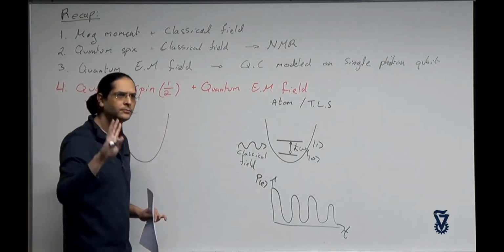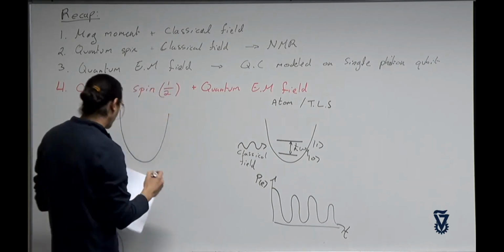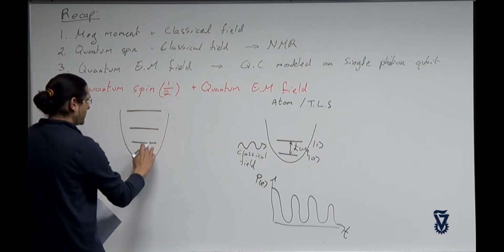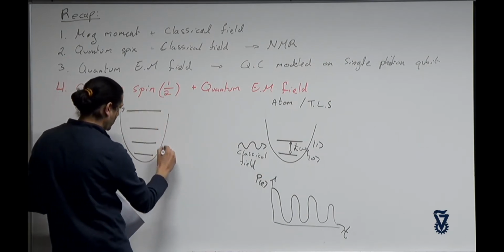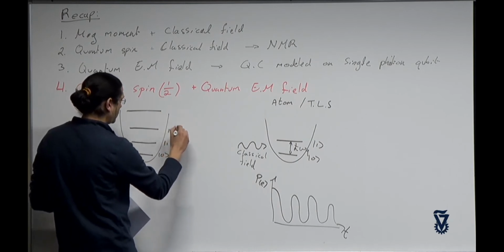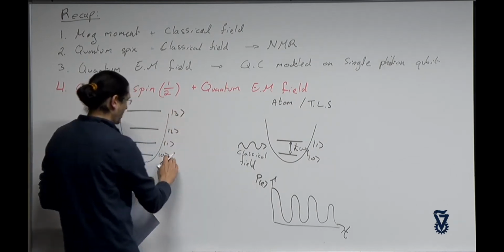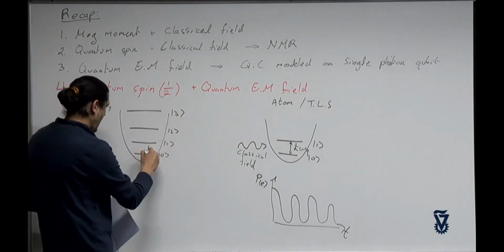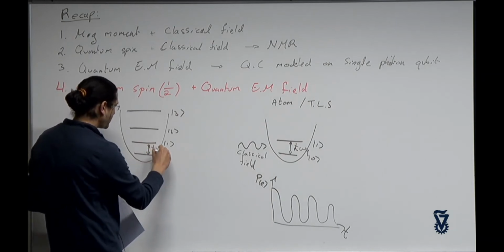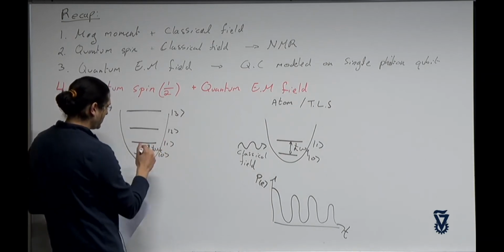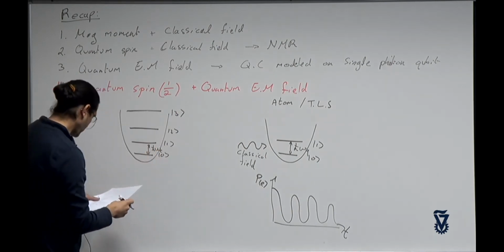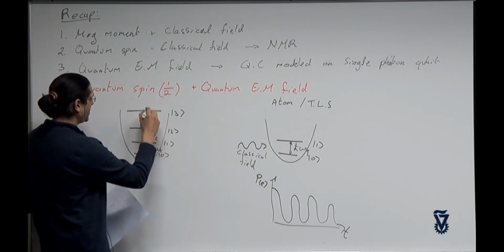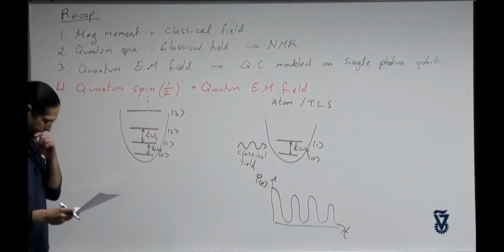And when we looked at the electromagnetic field, we saw that if we look at a single mode, a single frequency, we get a quantized harmonic oscillator with discrete energy levels, 0, 1, 2. This is the Fock basis: 0 photons, 1 photon, 2 photons, 3 photons, and so on, where the energy difference between these is h bar omega c, all equidistant.